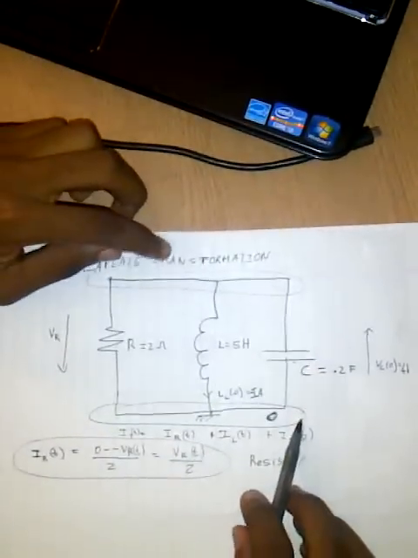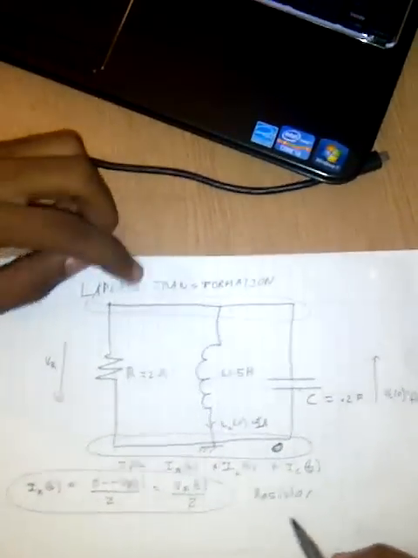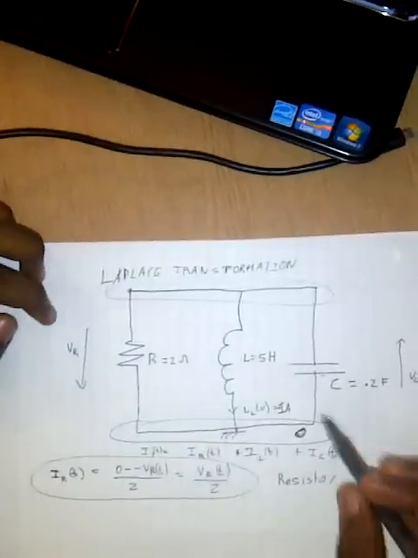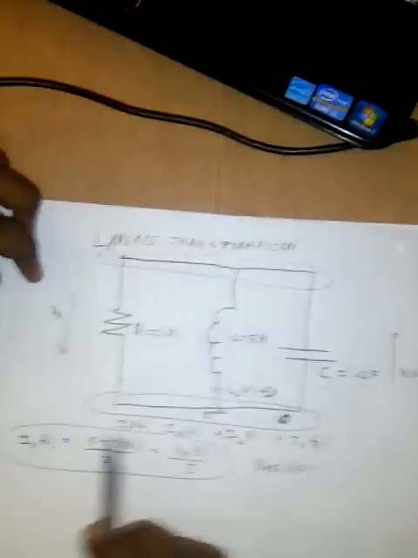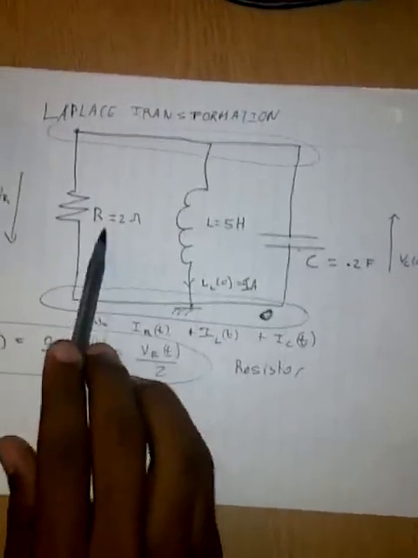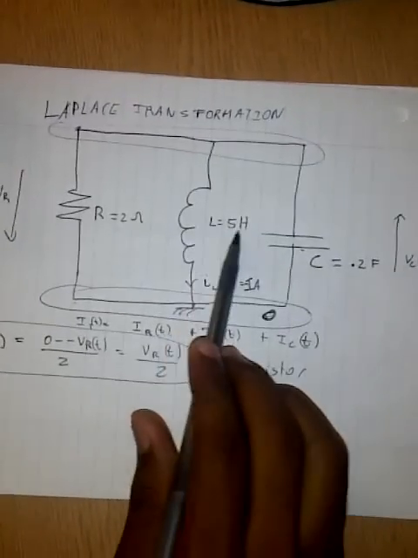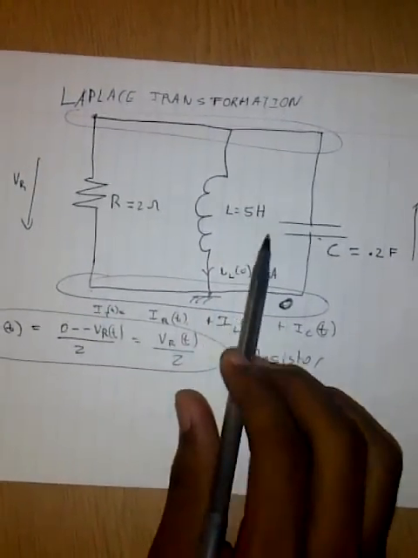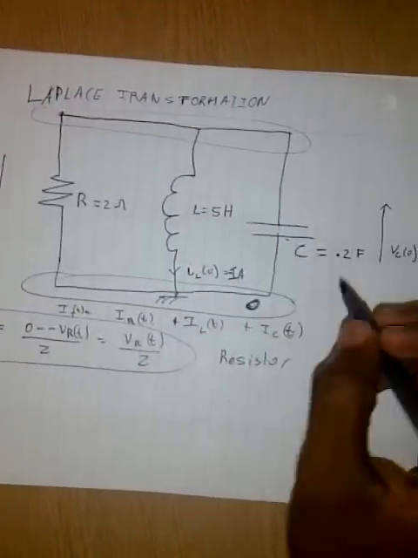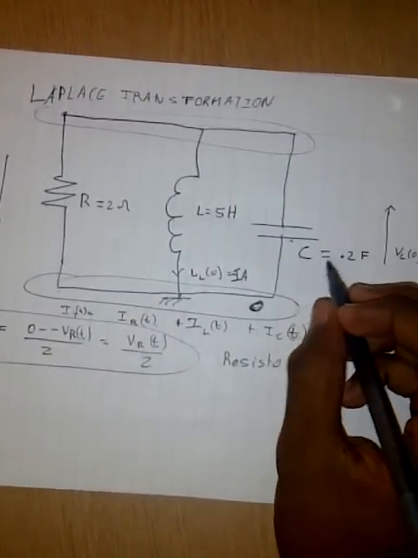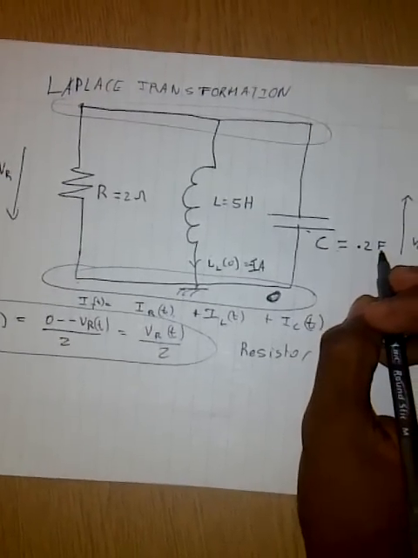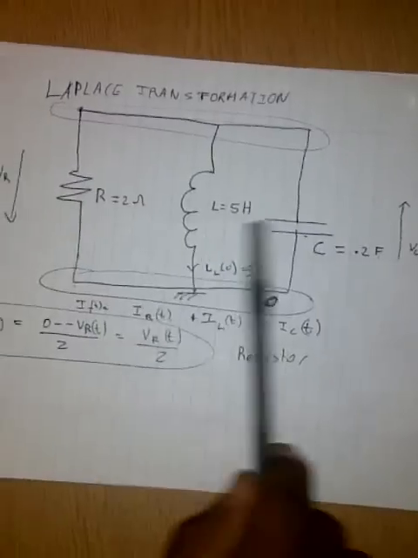So this is the Laplace transformation that we're doing. We got an example in class the other day, and this was exactly where the resistance was 2 ohms, the inductance was 5 Henry, because inductance is measured in Henry, and the capacitance was 0.2 farads. Now we know that these are all in parallel.